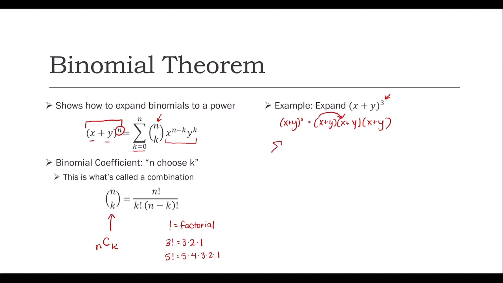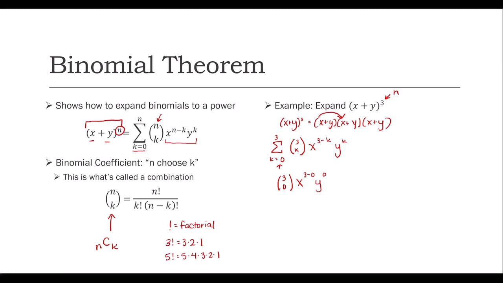So we're going to do the sum from k equals 0 to n. So in this case, n is 3. So k equals 0 to 3 of n, which is 3, and then choose k, times x to the n, which is 3, minus k, times y to the k. So we're starting with k equals 0. So we have 3 choose 0 times x to the 3 minus 0, and then y to the 0.